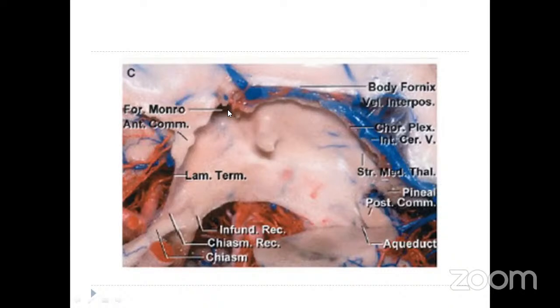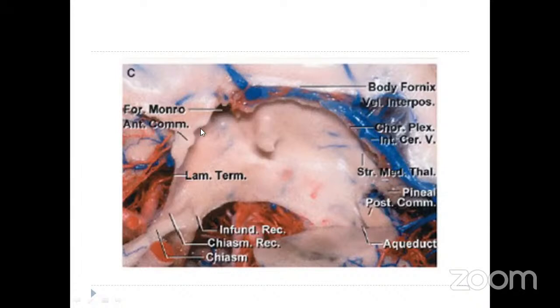The superior anterior part of the third ventricle forms the foramen of Monro, which is a crescent-shaped structure, as we can see in this diagram. Regarding the boundaries of the foramen of Monro, anteriorly it lies with the anterior commissure, and posteriorly it has a relationship with the body of the fornix, and superiorly with the choroid plexus and velum interpositum.